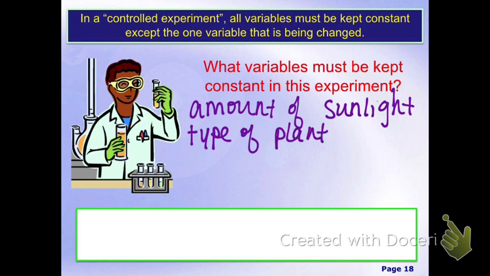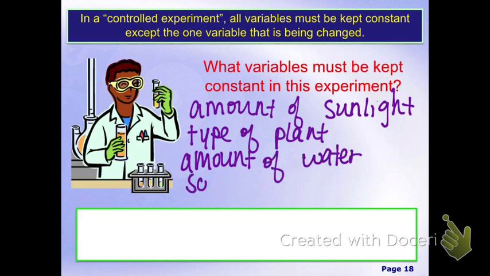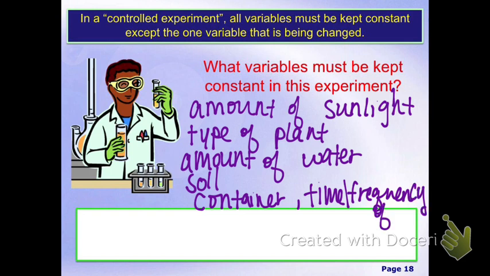What else? Amount of water, good. The soil type. What else? Can they be in differing sizes of containers? Nope. So the container that they're planted in needs to be the same. The time or frequency of watering needs to be the same. Right? We can't water one in the evening and one in the morning. Okay, we've got to do them consistently and at the same time.